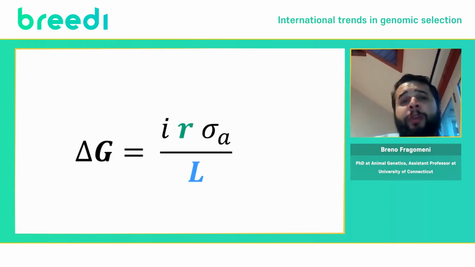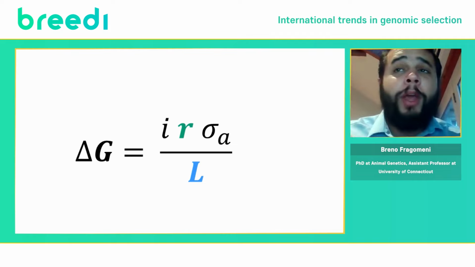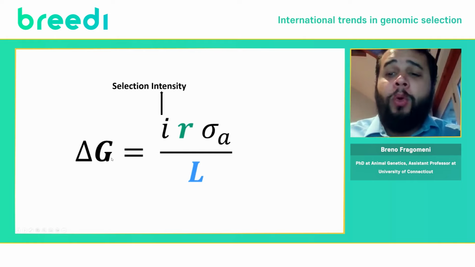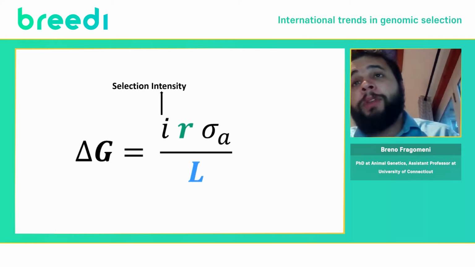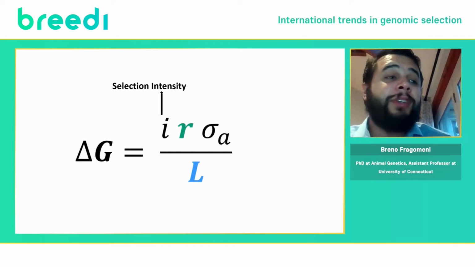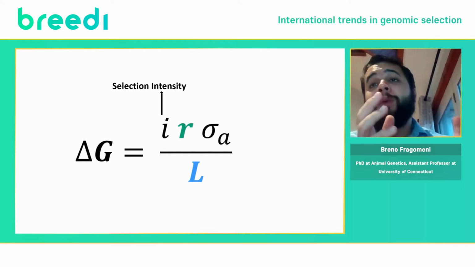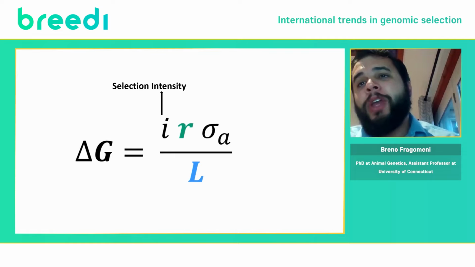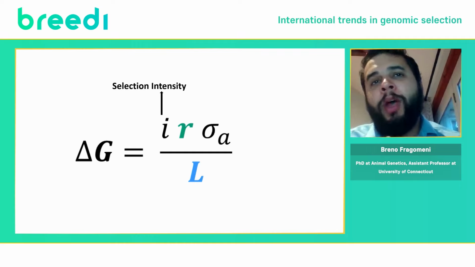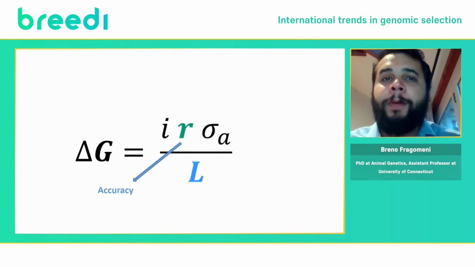So I like formulas, and that is the form that I call the breeder's equation. The breeder's equation measures this delta G here, which is the genetic gain per year that we observe. It is a consequence of selection intensity. Selection intensity is how intense our selection is. So the fewer animals we select, the higher the intensity will be. We cannot actually change it that much with genomic tools. We usually use biotechnology for reproduction, mostly artificial insemination, that's the best way to increase selection intensity.